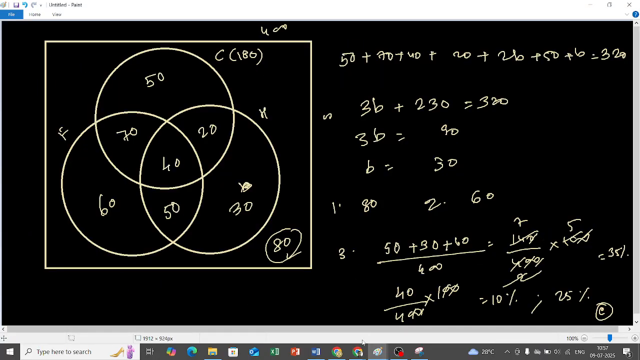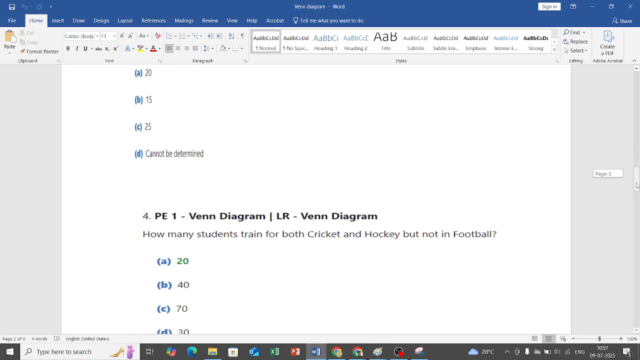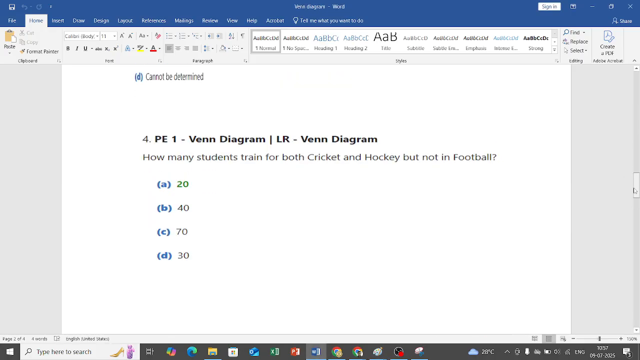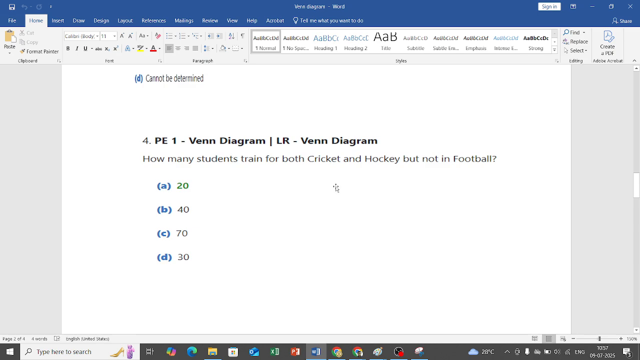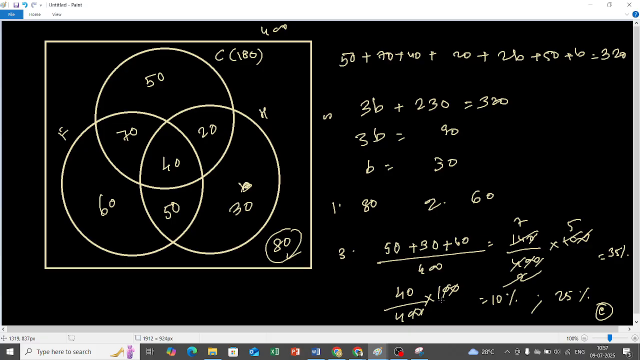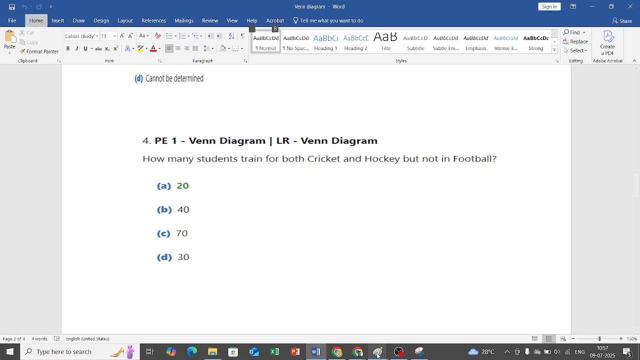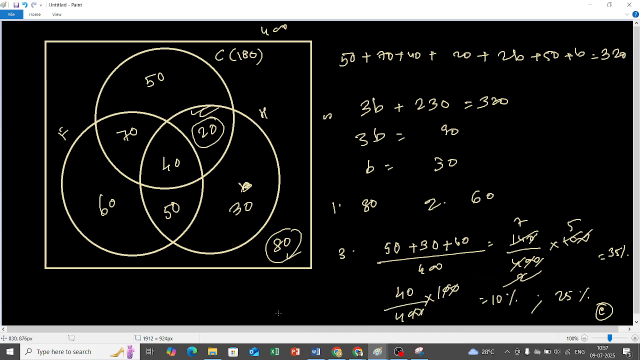Okay, now let me accommodate the other one somewhere over here only, otherwise again I have to change. How many students train for both cricket and hockey but not for football? So that means this much, this is the one. This is the portion which train for cricket and hockey but not for football, so 20. So the answer for this one is 20. That's it. Done. Any questions in this particular sum?